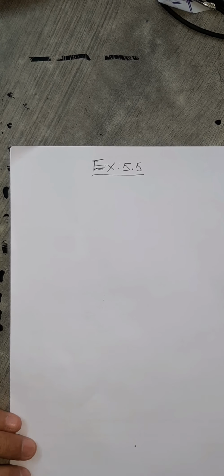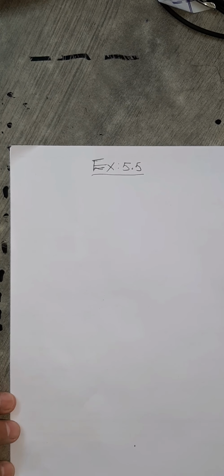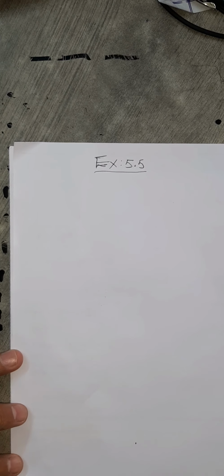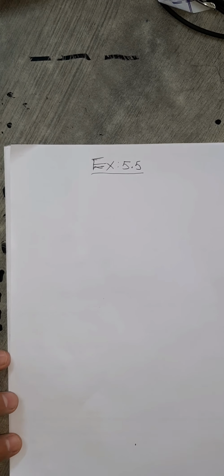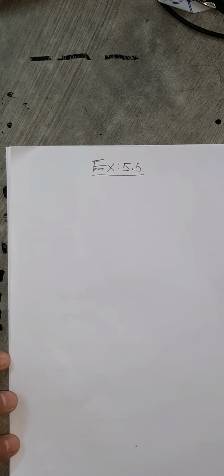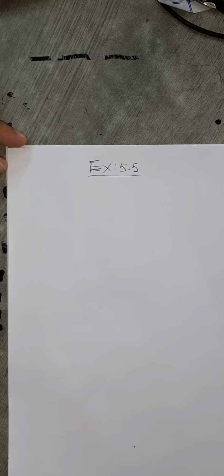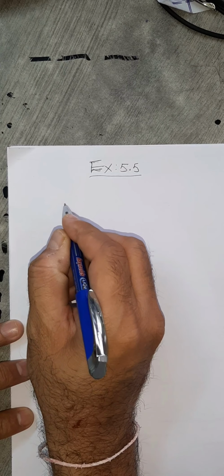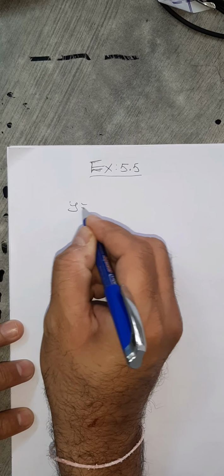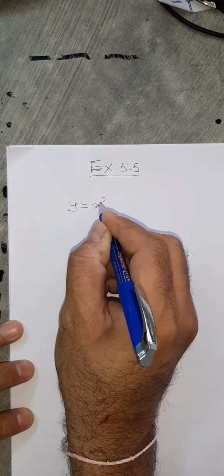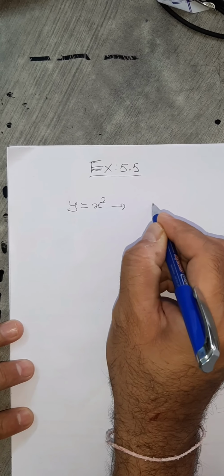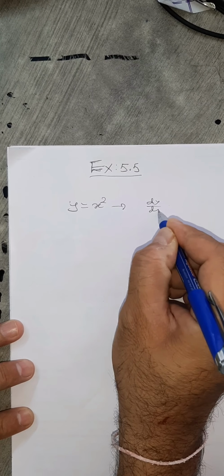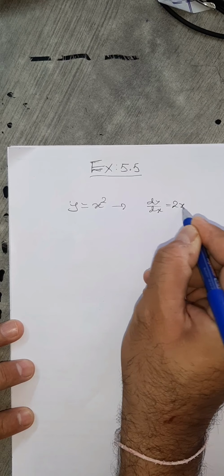Next, exercise 5.5 is about differentiation using the log function, so logarithmic differentiation. Now here, if I take, for example, y equals x square, you know what the derivative is. dy by dx is 2x, that we know.